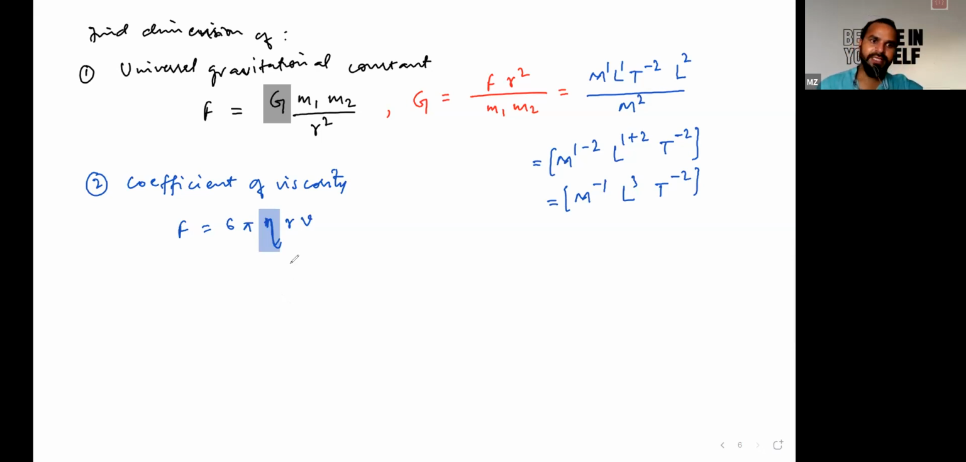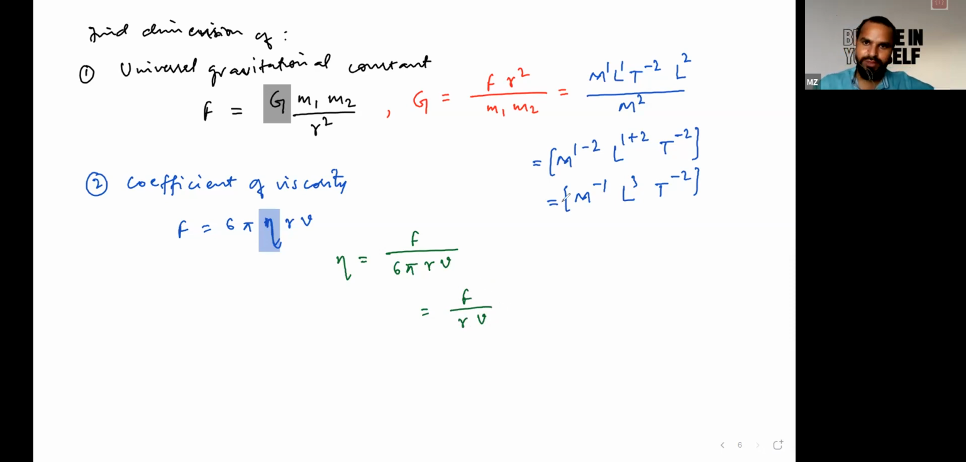Just see how to simplify it. Keep this eta on this side and bring the rest of the terms to the other side. Since all of these terms are in the numerator, on going to the other side they move to the denominator. So we can write eta is equal to F divided by 6 pi R V. 6 pi is nothing but a number, so we can neglect them. So we're left with just F divided by R V. Now put all the dimensions of this whole part and try to simplify.